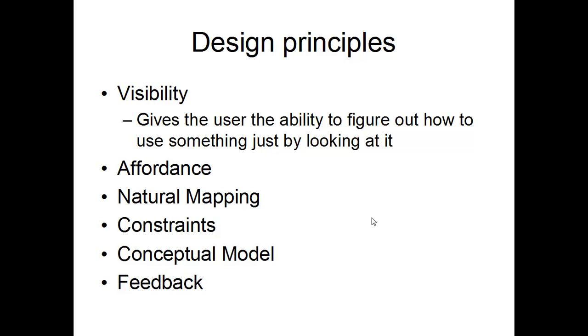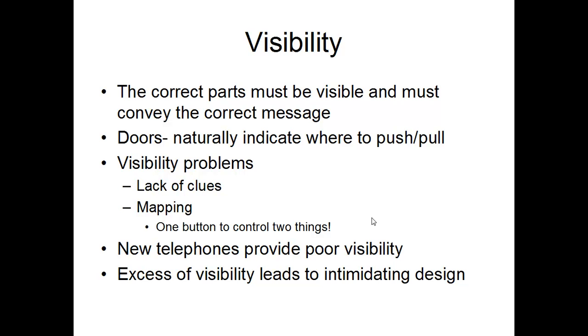The first design principle, visibility, gives the user the ability to figure out how to use something just by looking at it. Let us take a look at it. Visibility means the correct part must be visible and must convey the correct message. For example, doors. When you take a look at doors, they naturally indicate where to push or pull. But problems in visibility arise because of lack of clues or no mapping.